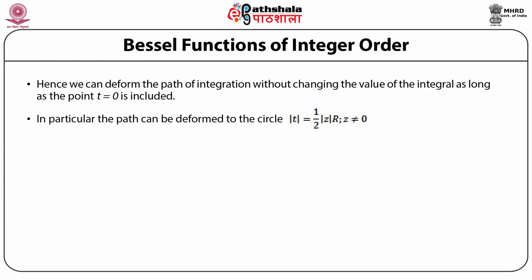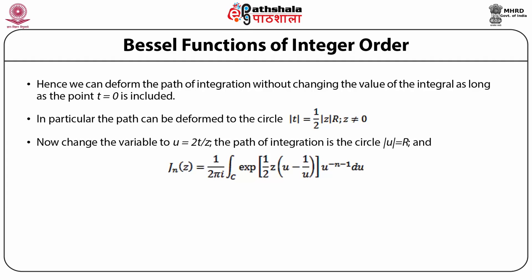In particular, the path can be deformed to the circle represented by |t| = (1/2)|z|R, where z is not equal to 0. If we now make the change of variable from t to u, where u = 2t/z, the path of integration is the circle defined by |u| = R, and the above integral becomes J_n(z) is equal to 1/2πi integral over C of exp((1/2) z (u - 1/u)) multiplied by u^{-n-1} du.